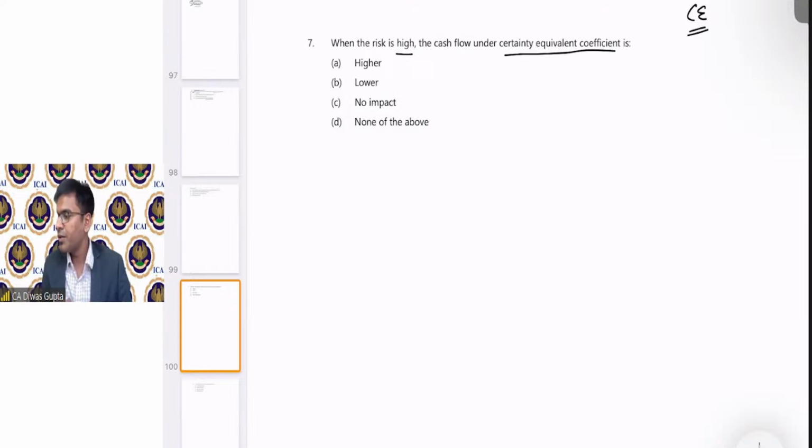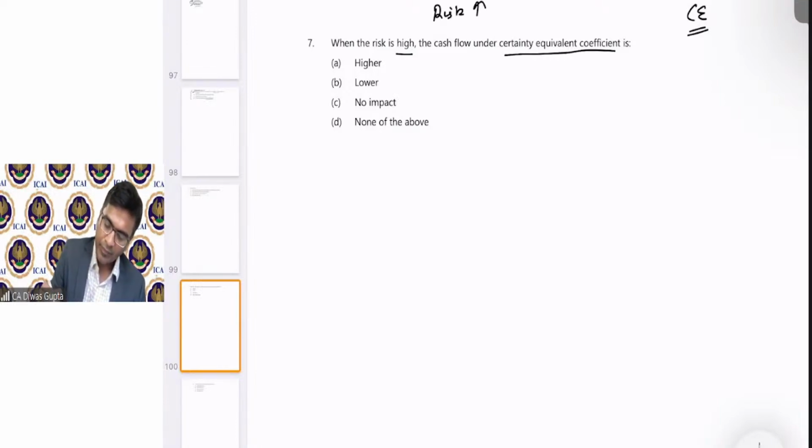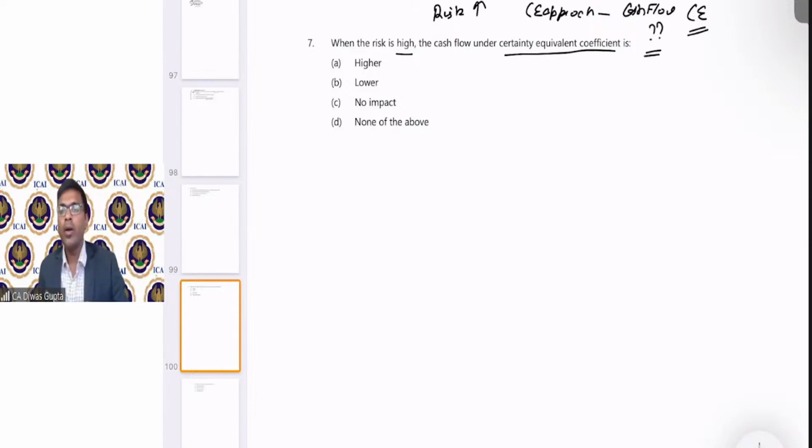Okay, so Shailesh has answered A. Devansh, okay. I will keep it reserved as of now. Let all also please answer. So we are saying here that the risk is high. Then CE approach, cash flows, what will happen? Whether they will be higher, lower, or no impact, or none of the above. So Suraj, Mansha, Robin, Manju, and Anumula, you are right.